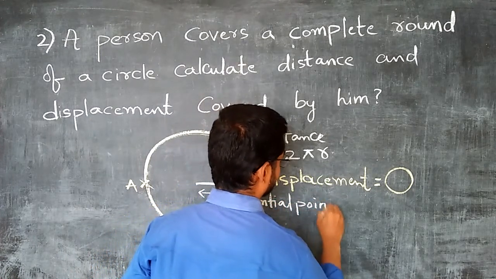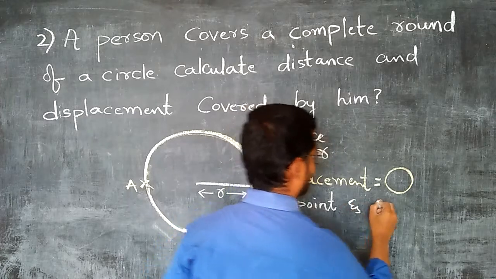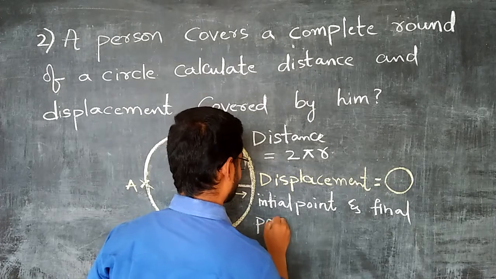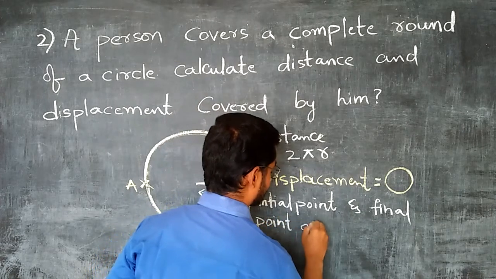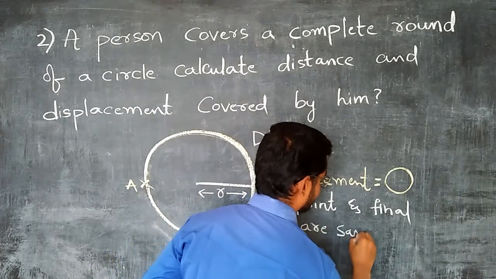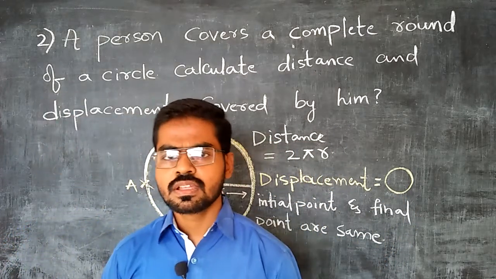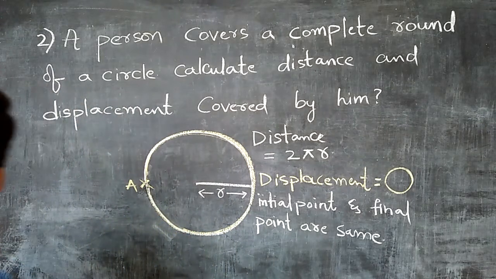Initial point and final point are the same. Okay, whenever the initial point and final point are the same, the displacement will be 0.